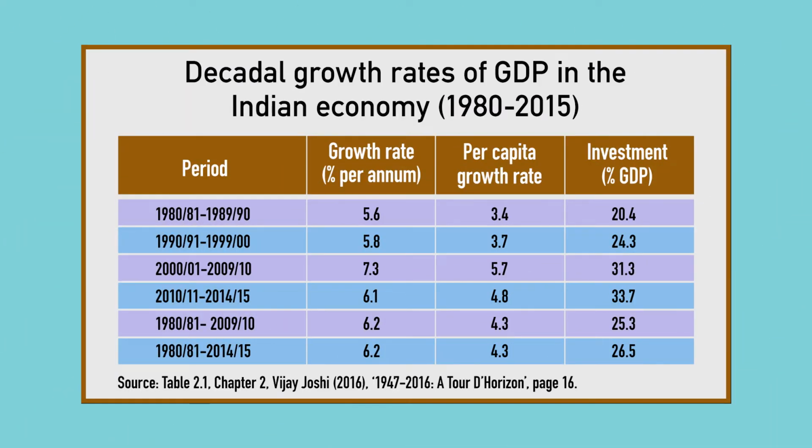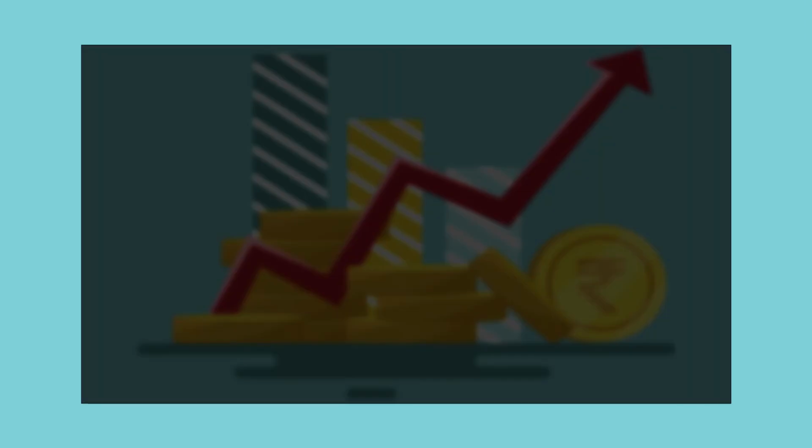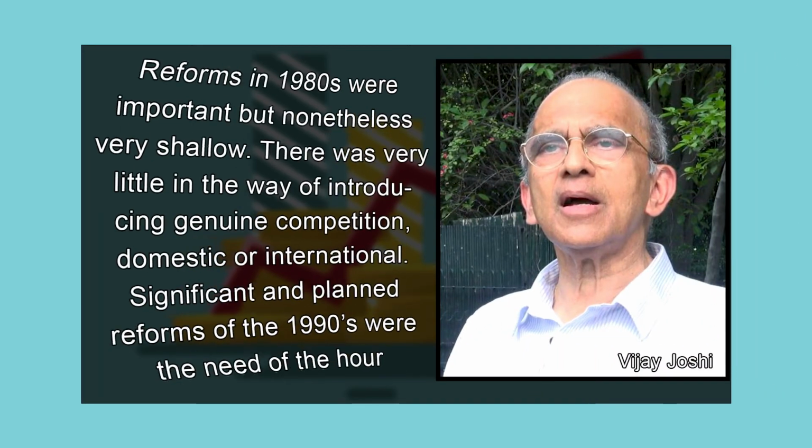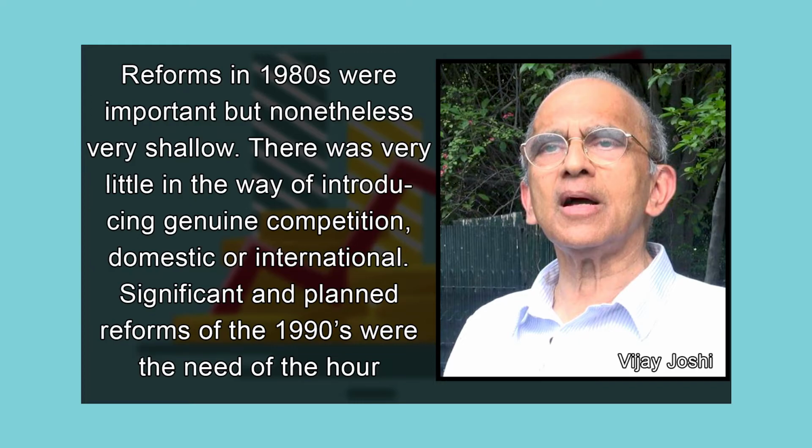As is clear from the data in this figure, a marked acceleration in economic indicators like GDP growth can be seen from 1980. According to Vijay Joshi, the reforms in the 1980s were important, but nonetheless very shallow. There was very little in the way of introducing genuine competition, domestic or international. Significant and planned reforms of the 1990s were the need of the hour.